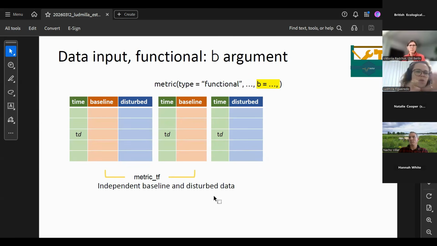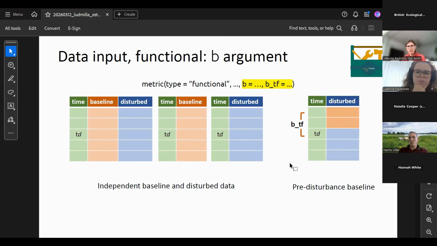Where you have a control where nothing is disturbed, and then you have the disturbed cases where you apply your disturbance and see what happens. You can have basically separate data frames for them, or even the same data frame with both time series of baseline and disturbed scenarios, and you give them as an input. You tell this to the function.